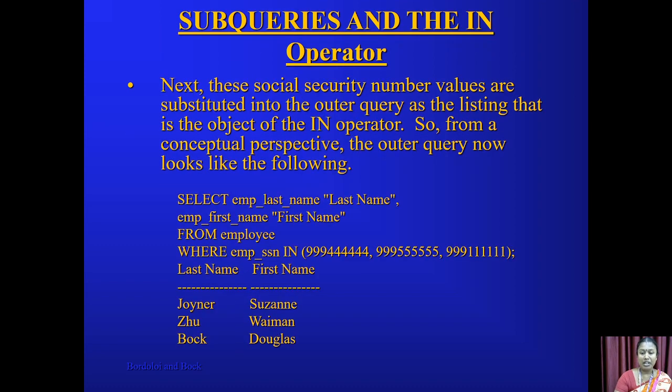These three values are passed to the outermost query. In this outermost query, we receive the last name and first name from the employee table whose EMP_SSN number belongs to these three numbers. That person's first name and last name are returned as the result.